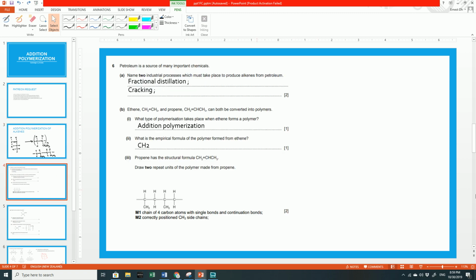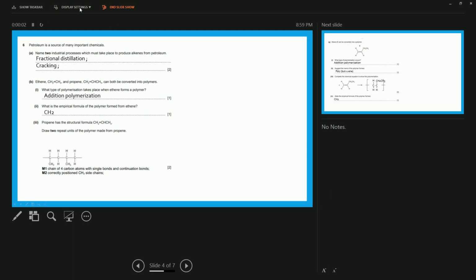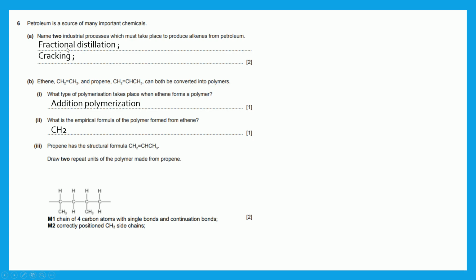Okay, so let's go through a couple of real life examples and how we approached it. So let's swap that over. Here they ask that petroleum is a source of many important chemicals. So name two industrial processes that must take place to produce alkenes from petroleum. And so that's, of course, fractional distillation and cracking.